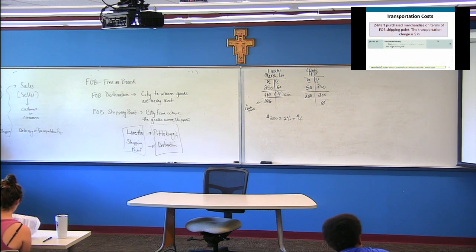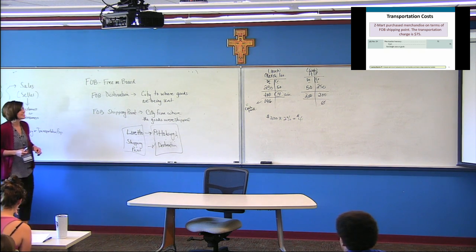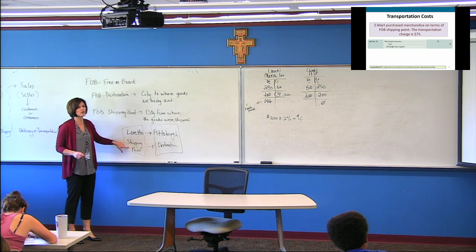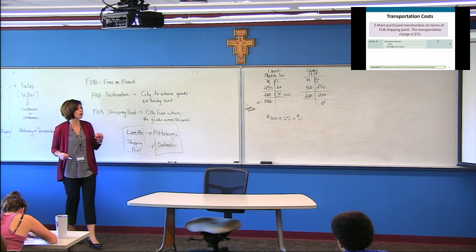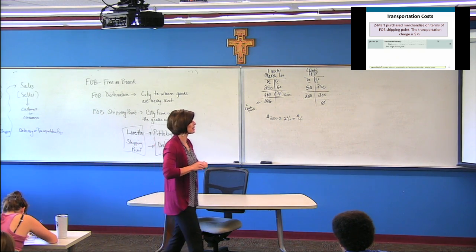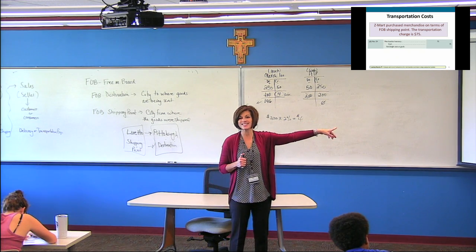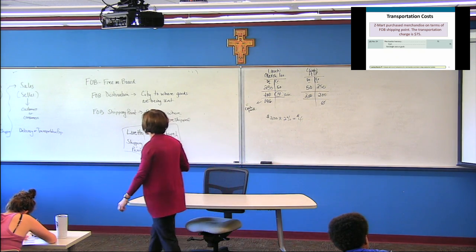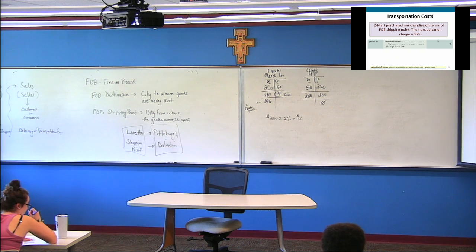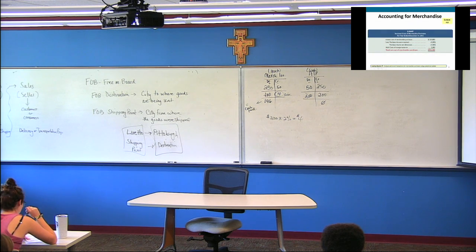So here's an example. It says Z-Mart purchased merchandise on terms of FOB shipping point. Z-Mart is the buyer. So if it's FOB shipping point, title transfers when the goods are shipped. Therefore, Z-Mart is the owner as soon as the goods are shipped, and Z-Mart has to pay the transportation costs. Notice Z-Mart is debiting merchandise inventory for $75. So if you're the buyer and you have to pay for shipping, you're going to debit merchandise inventory. I'm going to skip over that for now.